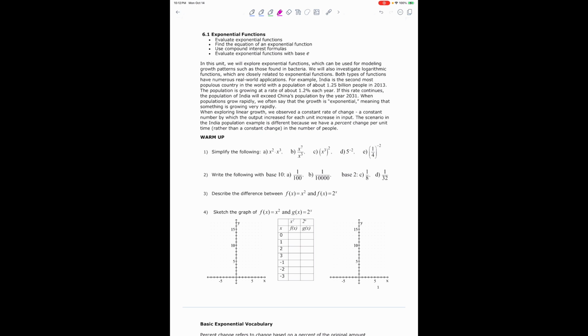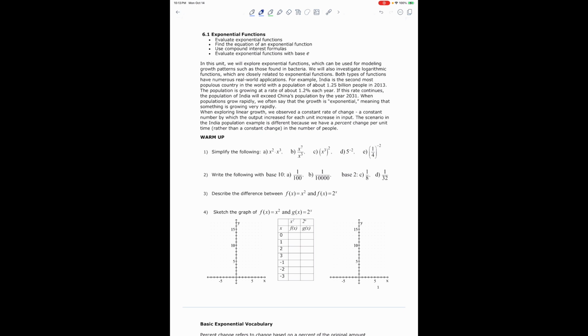When exploring linear growth, we observe a constant rate of change, a constant number by which the output increases for each unit increase in the input. The scenario in the India population example is different because we have a percent change per unit time, rather than a constant change in the number of people. Before we dive into section 6.1 and explore exponential functions more, let's do some warm-up activities.